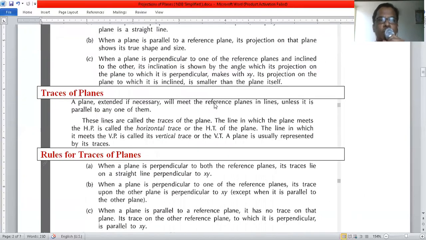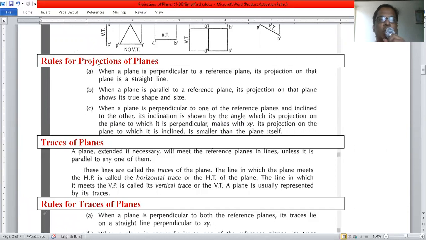Let us continue now for the second part. Now we can form some rules with our previous discussion. Now we have seen the planes perpendicular to reference plane. So the first rule in the projection of plane says: when the plane is perpendicular to one reference plane, its projection on that plane is a straight line. This straight line is nothing but the edge view. So we can conclude: plane perpendicular to reference plane, edge view in that plane.